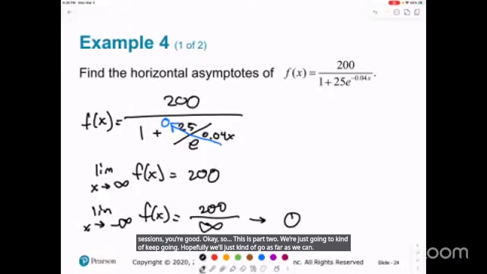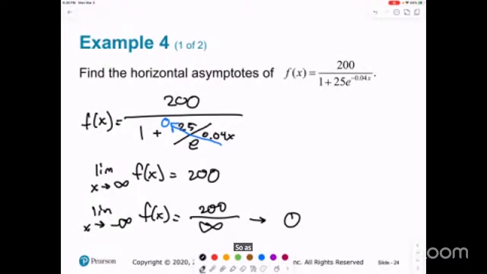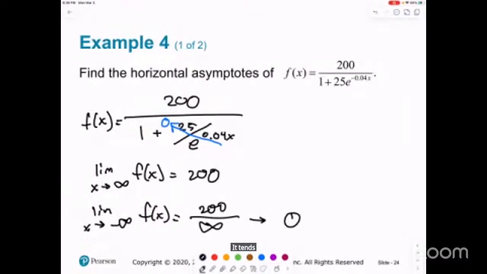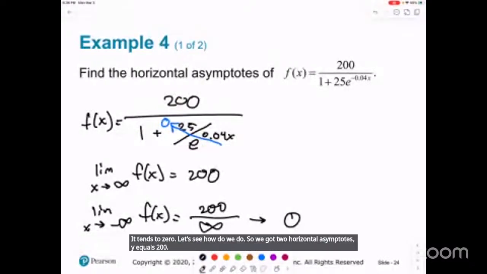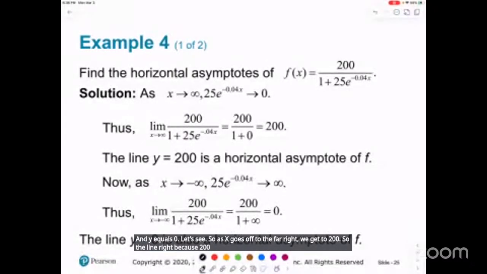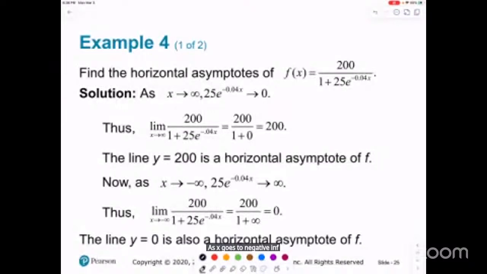So as x goes off to the far right, the function tends to 200. As x tends to the far left, it tends to 0. So we got 2 horizontal asymptotes, y equals 200 and y equals 0. As x goes off to the far right, we get to 200. So the line y equals 200 is a horizontal asymptote of this function. As x goes to negative infinity, it tends to 0. So the line y equals 0 is also a horizontal asymptote.